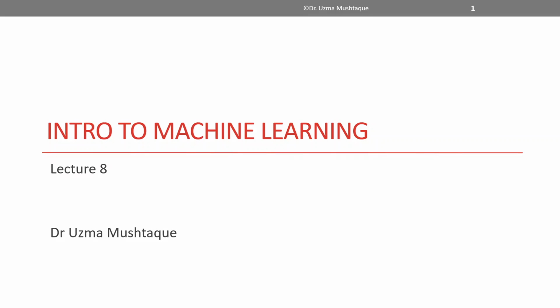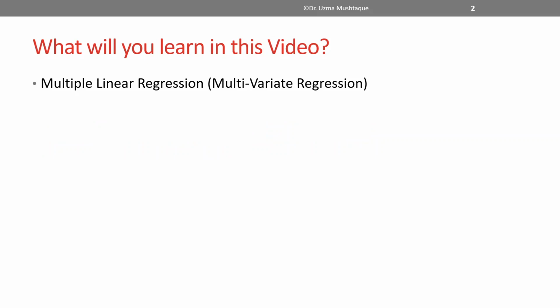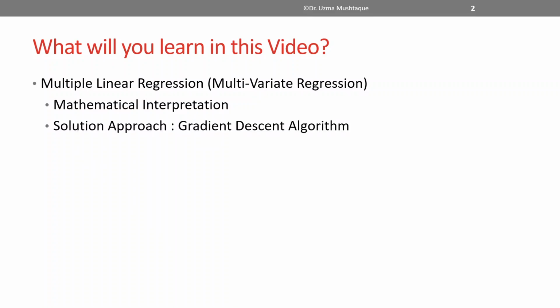This is Intro to Machine Learning. In this video, we'll talk about multiple linear regression, which is also known as multivariate regression. Essentially, we'll talk about the mathematical interpretation of multiple linear regression. So how can we express it mathematically? Then a solution approach to solving that problem, which is the gradient descent algorithm. And finally, we'll see the Python implementation of multiple linear regression.